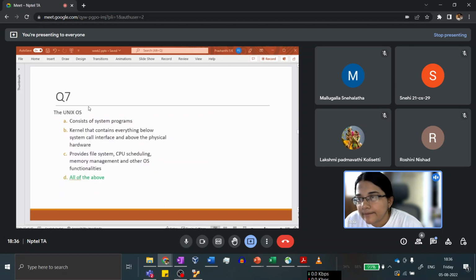So now going back to this question, option C is definitely true. It provides services like file system, CPU scheduling, memory management, lots of other things. And again, the OS consists of the kernel, which is everything below the system call and above the hardware, and it consists of system programs. So all of these are true for this question.